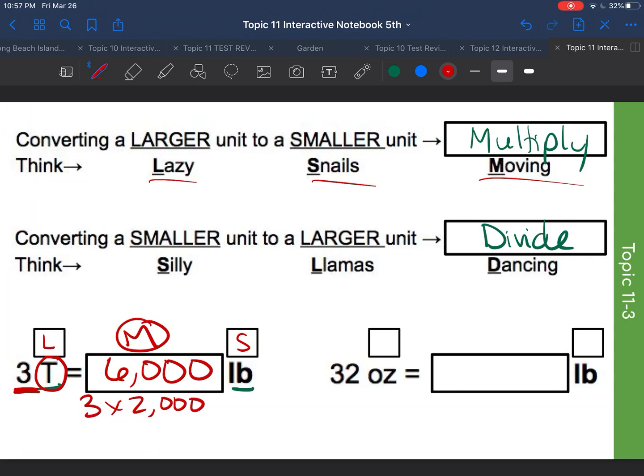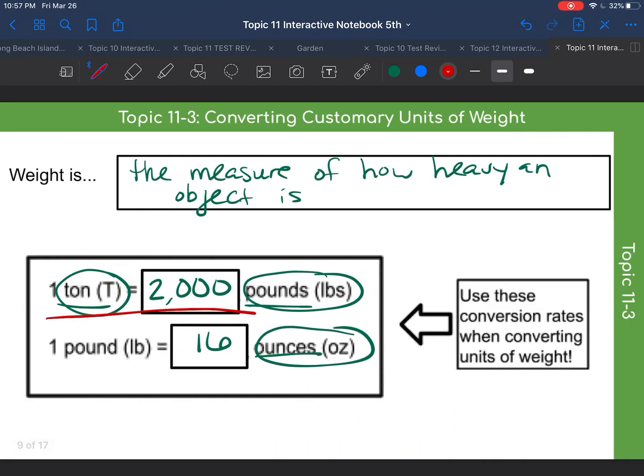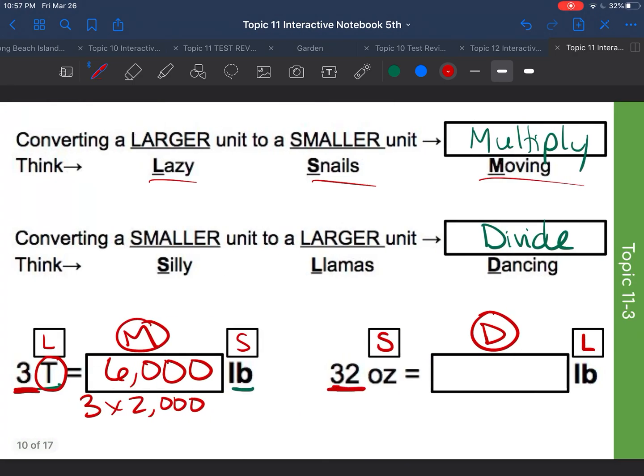Now let's look at this next problem. We are going from ounces to pounds. So we're going now from a smaller unit to a larger unit. So silly llamas dancing, we are dividing. What relates ounces and pounds? 1 pound is 16 ounces. So we take 32 and we are dividing it by 16. 16 is half of 32. So 32 divided by 16 gives you 2. So 32 ounces is 2 pounds.